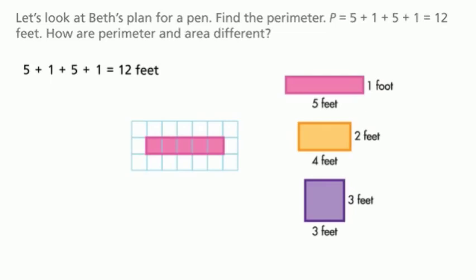So, how is perimeter and area different? Quickly, students. While finding the perimeter, what we have to do? Excellent, we are adding all the 4 sides. While finding the area, very good, we are multiplying. Excellent.